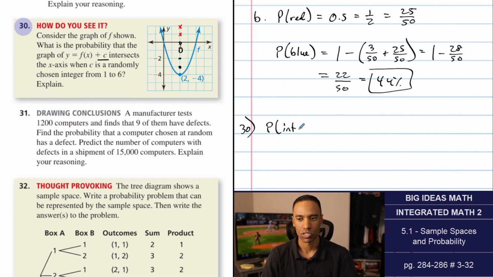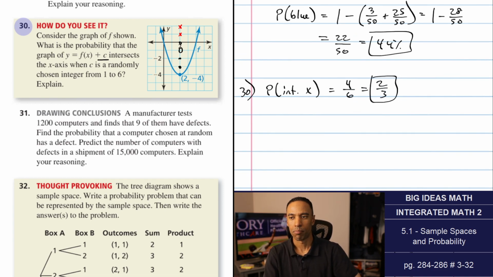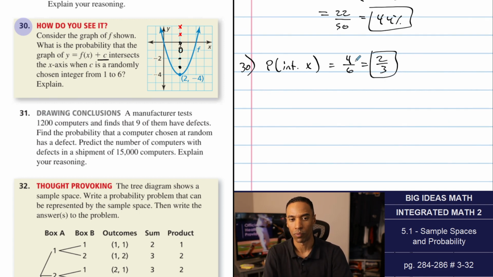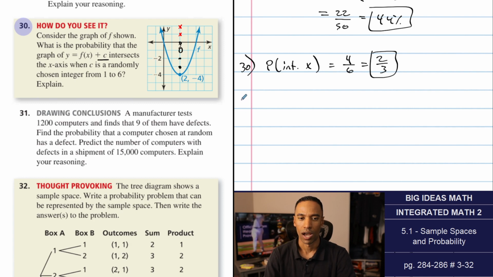Probability intersects x, whatever, is 4 out of 6, or 2/3, when c is any number between 1 and 6, because of that shift. I'm explaining it to you out loud based on the visual, and it's hitting the x-axis all the way up.